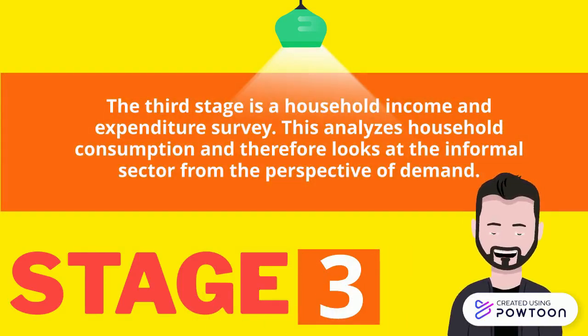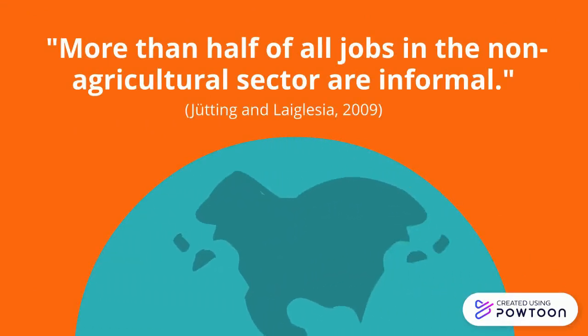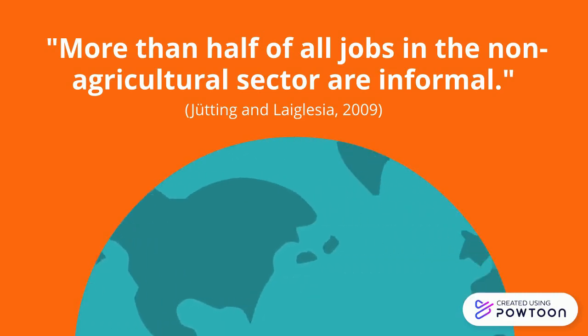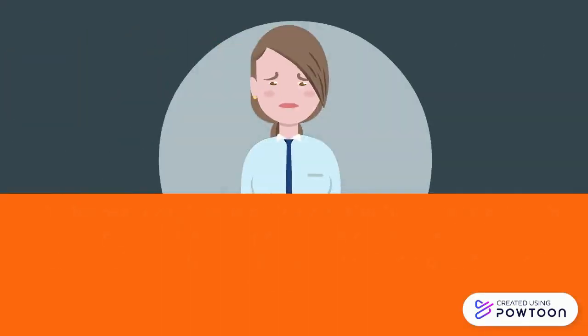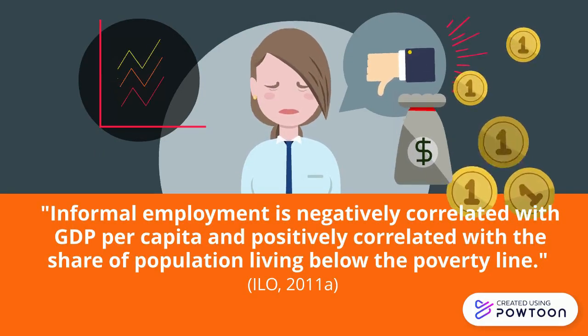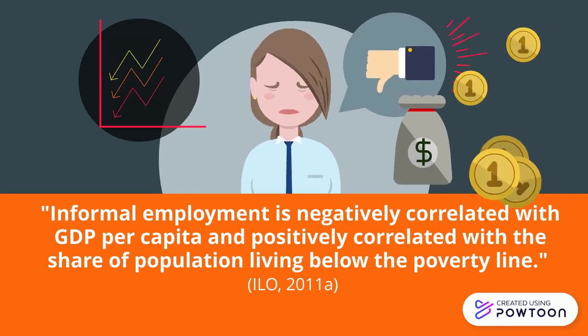In the last stage, it is the household income and expenditure survey. So this analyzes household consumption and therefore looks at the informal sector from the perspective of demand. More than half of all jobs in the non-agricultural sector are informal, so imagine the role they're playing in the economy. Informal employment is negatively correlated with GDP per capita and positively correlated with the share of population living below the poverty line.